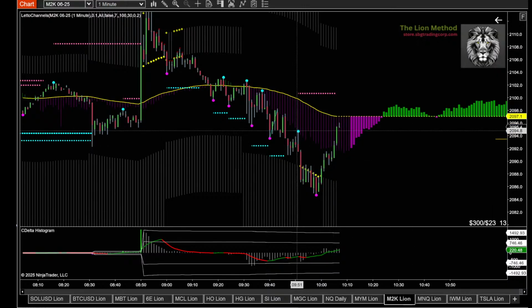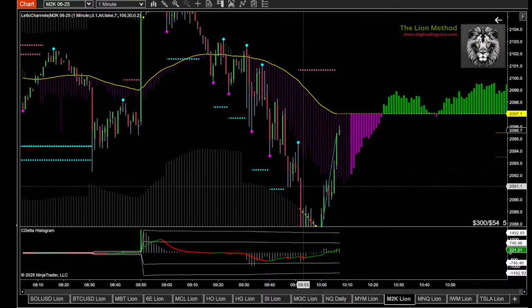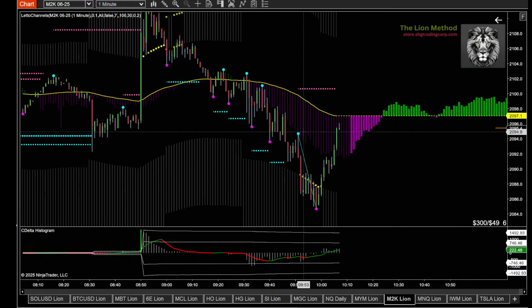M2K, that's a buy signal here. The target is drawn in. It would recommend a 6 contract position. If my full risk is all the way down, $300 going down that blue line, that would be a 6 contract trade. I'll just do 3 here.